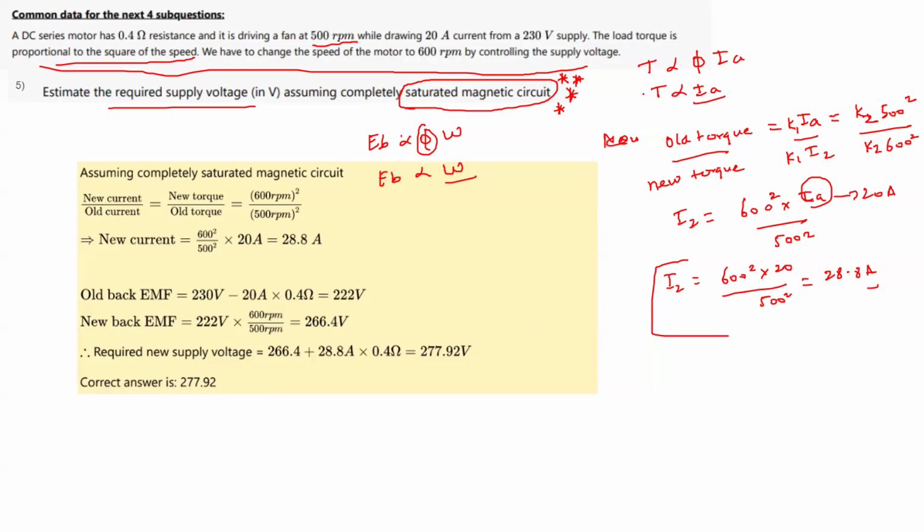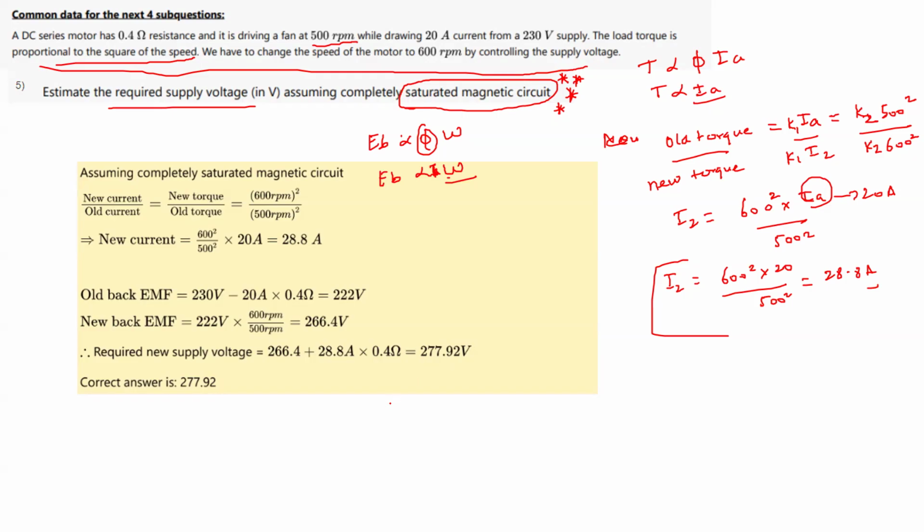If you are solving it in a linear circuit, then you will put phi is proportional to field current, and for a series motor field current is proportional to Ia, then you will put Ia here, so it will come out to be wrong. So saturated means the flux is constant. When you are dividing the two situations of back EMF, this constant flux will get cancelled. So back EMF in that case will only be proportional to omega.